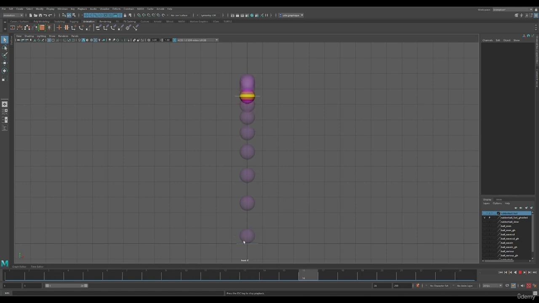So if the spacing is further apart, the ball moves faster. And if closer, the ball moves slower.